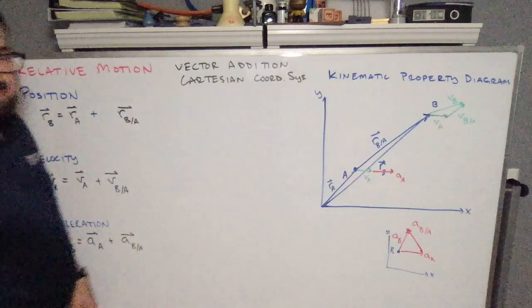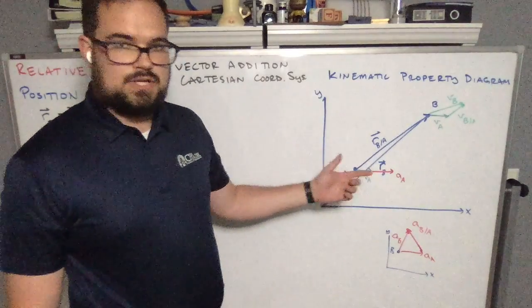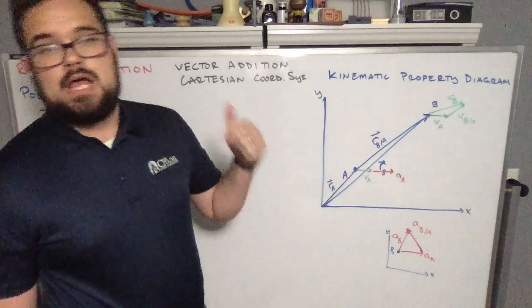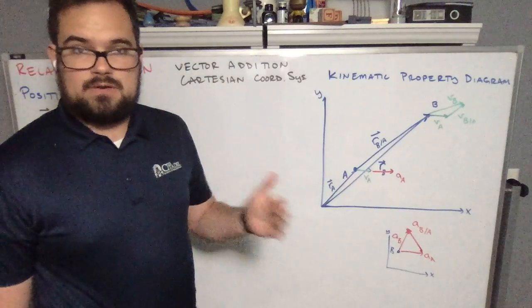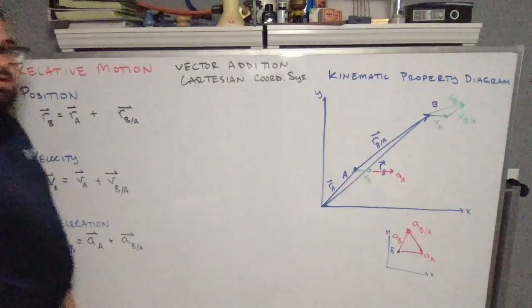Really not too bad. So what we would typically do is break each component into its x and y components, each either the position, velocity, or acceleration of A or B with respect to A, all of those into their i's and j's, add up the i's, add up the j's, get your final answer.